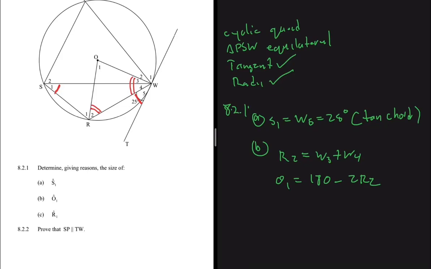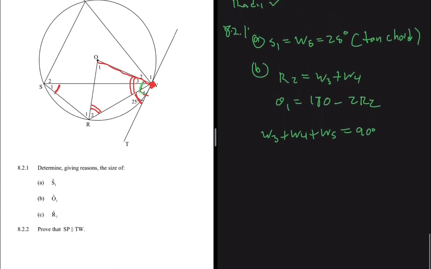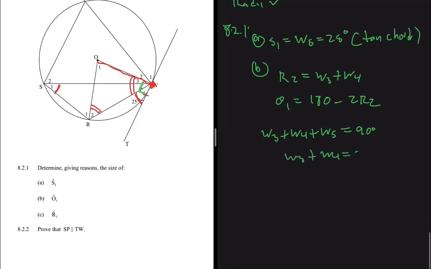find angle O1, right? OW is a radius, right? And it touches the tangent. Where it touches the tangent forms an angle of 90, right? We know that for sure. So now we can say that W3 plus W4 plus W5 is equal to 90 degrees. I'm talking about this angle here, right? But we know what W4 is. We know what W5 is. W5 is 25 degrees, right? So we're going to have W3 plus W4 being equal to 90 degrees minus 25 degrees. And that will be equal to 65 degrees.